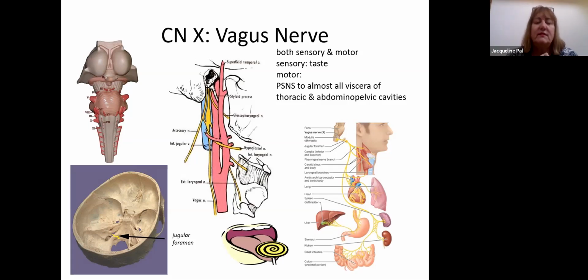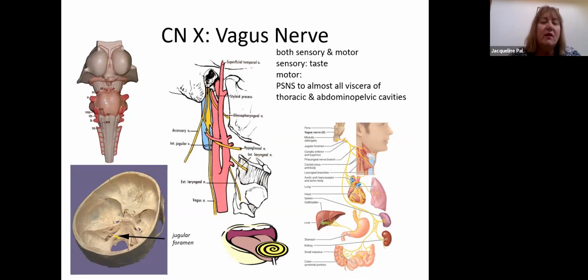Okay. So what does it do? See the lollipop? It's going to give us taste once again. It's going to give us mostly parasympathetic. Think of any organ in your chest, abdomen, and pelvis. It's going to give us parasympathetic to almost every organ you can name. Okay, so you don't have to memorize the long list. If you can name the organ at this point, it's got vagus nerve innervation.